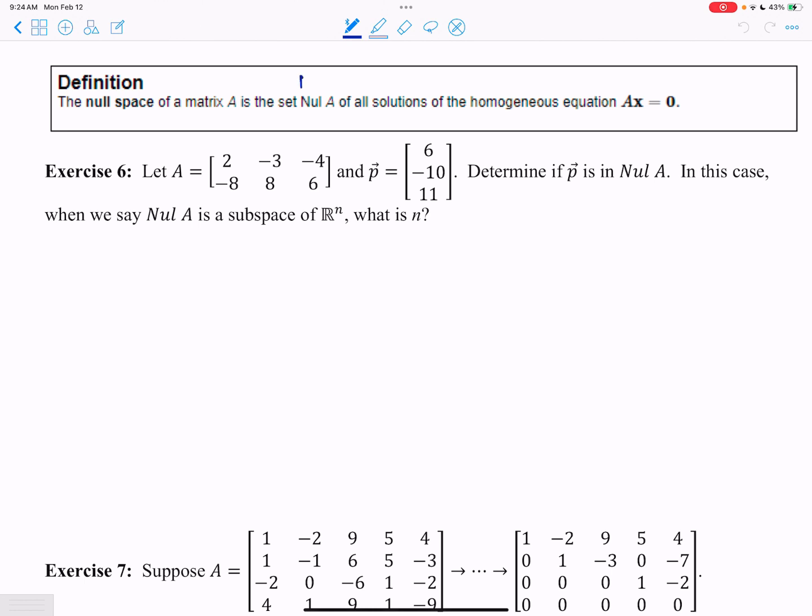The other important subspace is called the null space. And again, I usually use parentheses. The null space of A is the set of all vectors that map to 0. Or in other words, the solution to Ax equals 0.